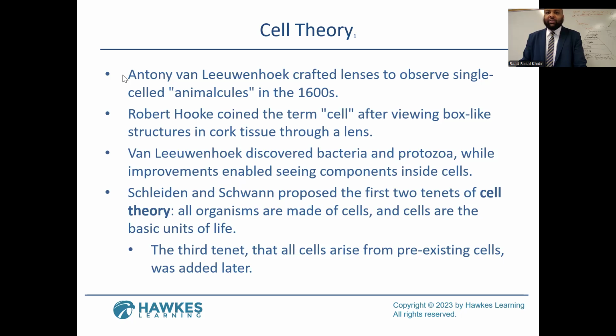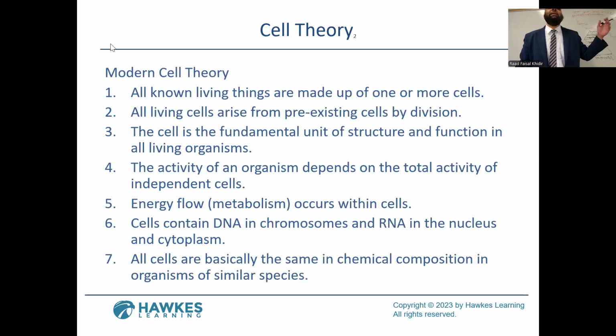So this is the modern cell theory. Now they expanded from 3 to 7. But all the others are derived from the actual original 3. So let's look at them. All known living things are made up of one or more cells. Number 2, all living things arise from pre-existing cells by division, cell division.